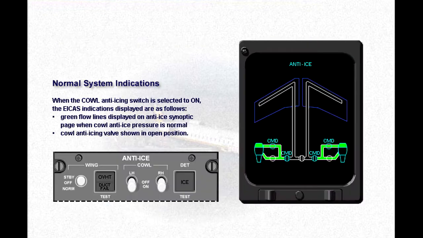Normal system indications. When the cowl anti-icing switch is selected to on, the ICAS indications displayed are as follows. Green flow lines displayed on anti-ice synoptic page when cowl anti-ice pressure is normal. Cowl anti-icing valve shown in open position.